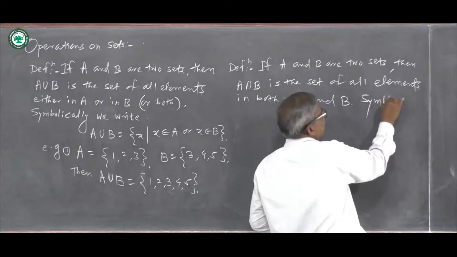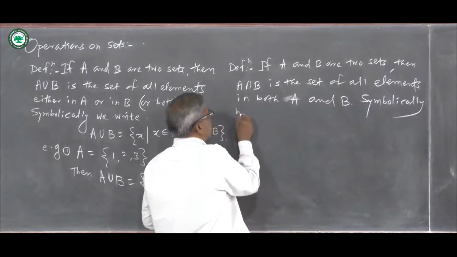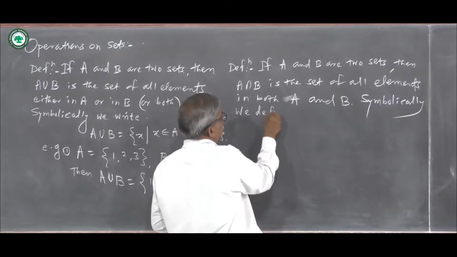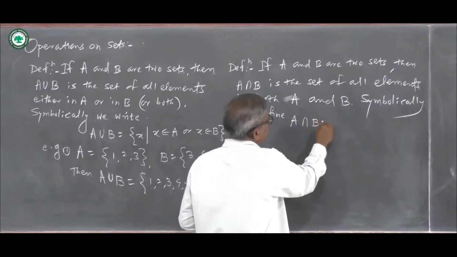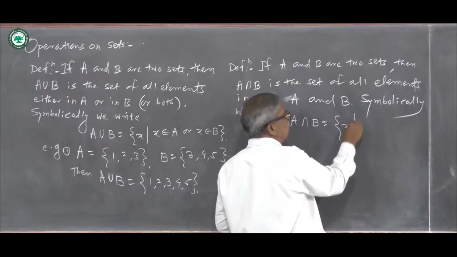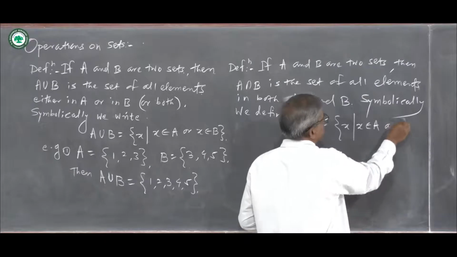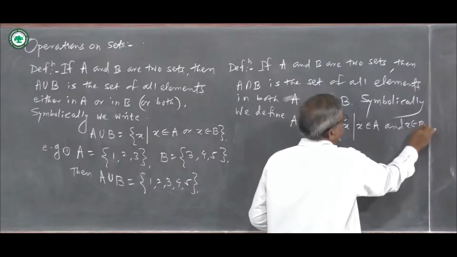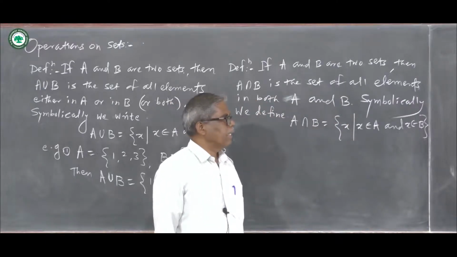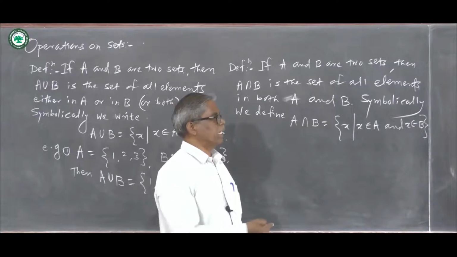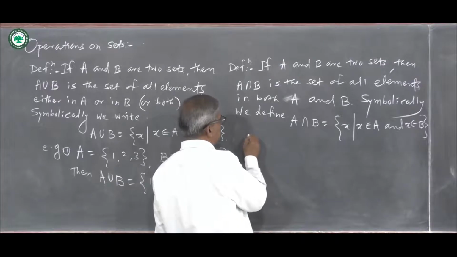Symbolically, we define A intersection B is equal to the set of all X such that X belongs to A and X belongs to B. If the element X is in A and in B, then we take the element X in A intersection B.